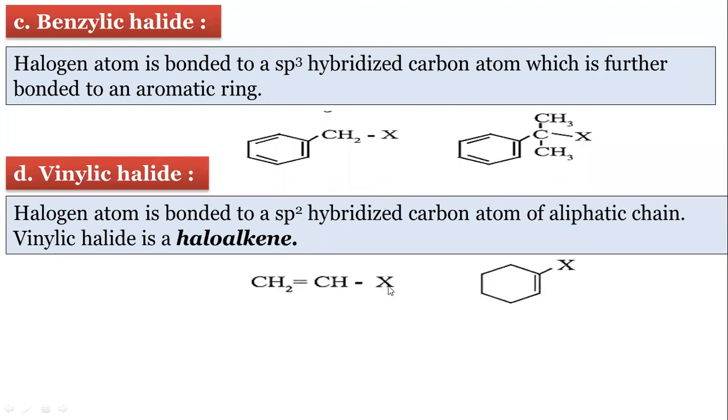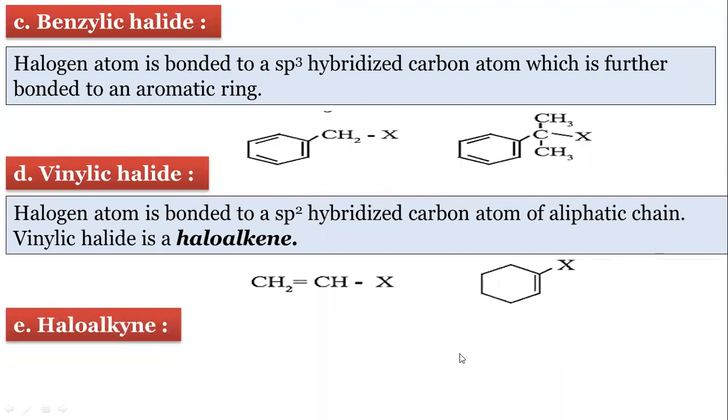See this example, X is directly bonded to the double bonded carbon. See also here, X is bonded to the double bonded carbon, which is sp2 hybridized. And see the previous example. This X is attached to the sp3 hybridized carbon, and this is attached to the benzene. So all these benzylic, vinylic, and allylic halides I have already explained.